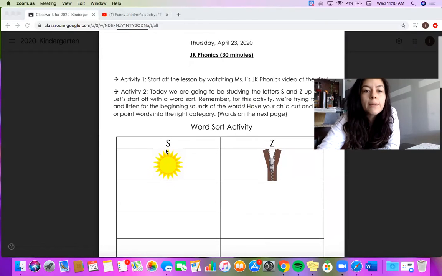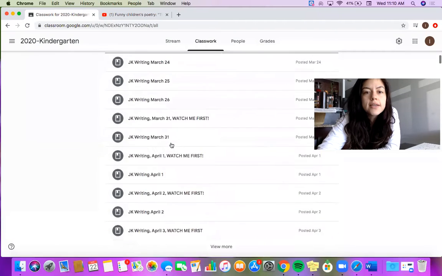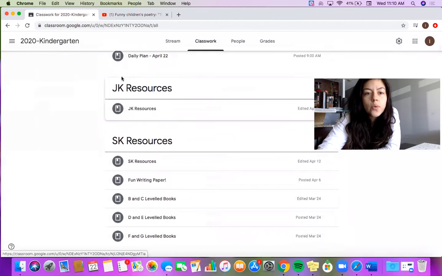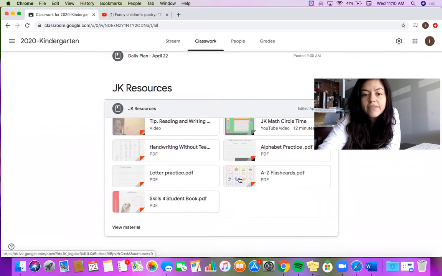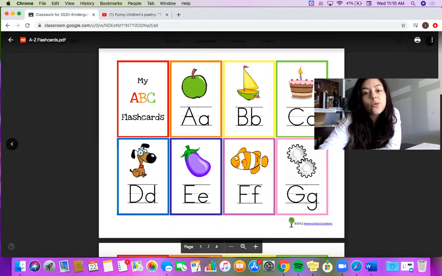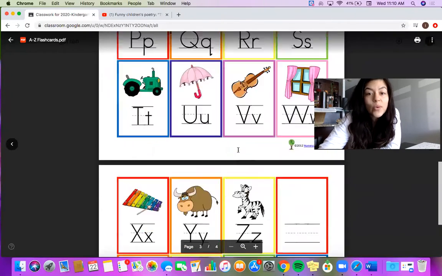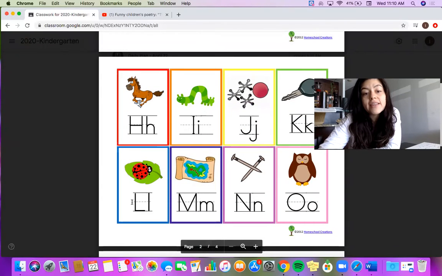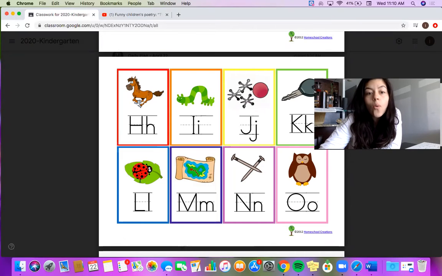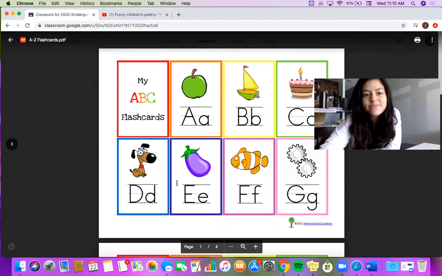So parents, if you want to keep on practicing your letter sounds, I'm just going to show you where you can find some flashcards. If you go on JK Resources, I've added a file called A to Z flashcards. So you can print these out and you can just go through them on a regular basis. You could have your child identify the letter sound or the letter name, or think of other words that start with the same letter. There's lots of endless games you could play with letter cards.